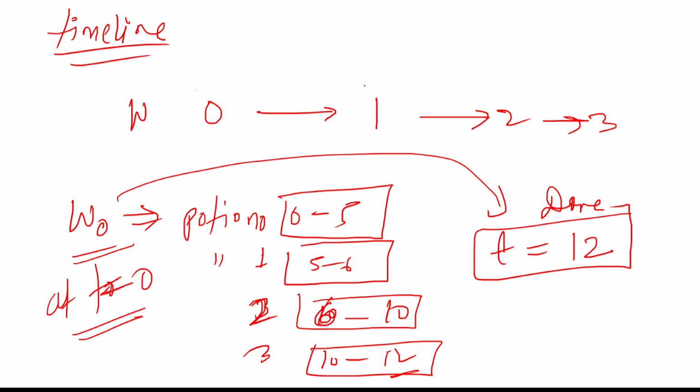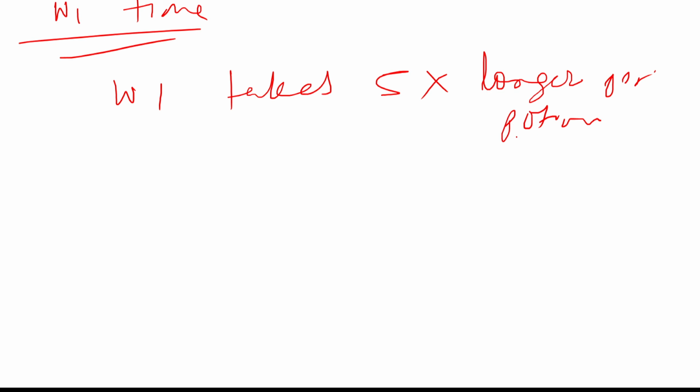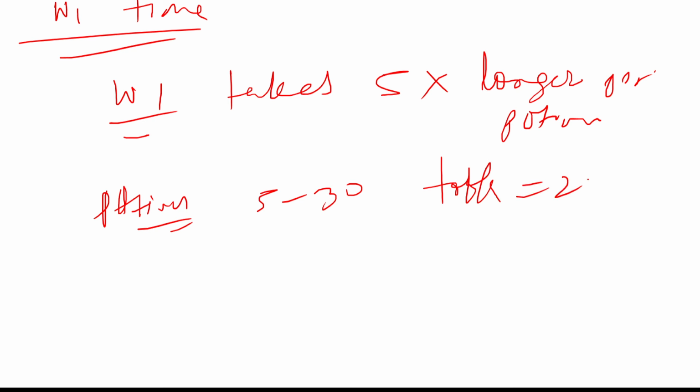Let's talk about wizard 1. So we'll say wizard 1 timeline. Okay, so wizard 1 takes 5 times longer per portion, so it gets busy longer. So for wizard 1, the portion is from 5 to 30. So it took 25.